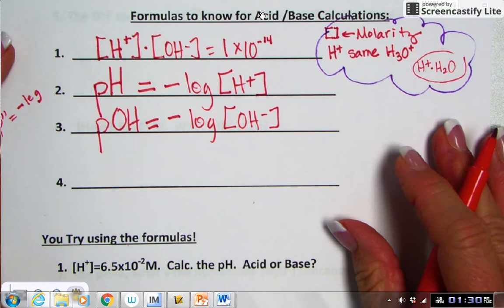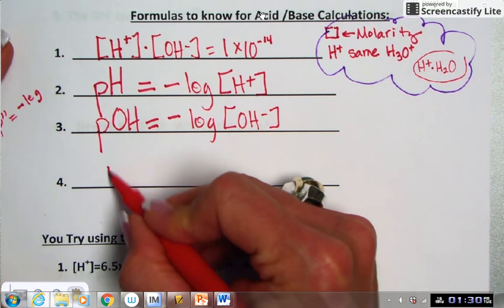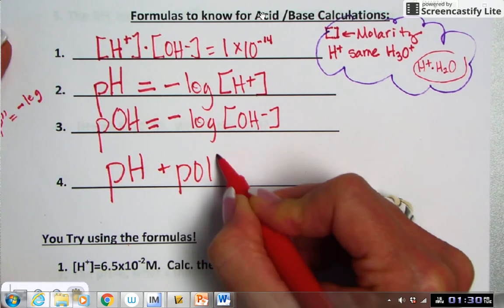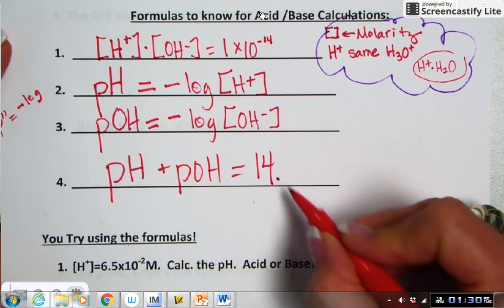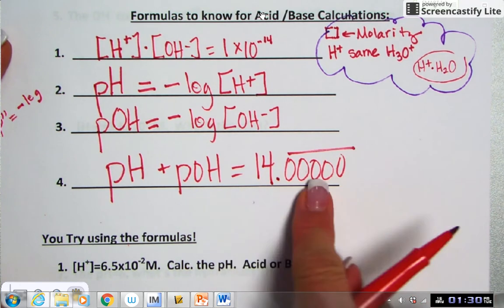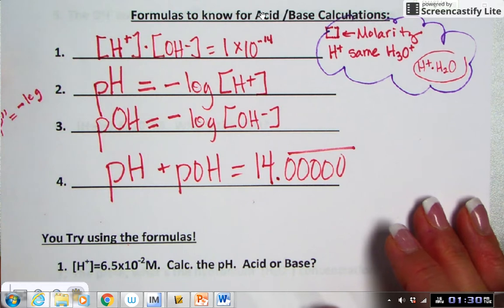The final formula that we need to memorize relates pH to the pOH. So this formula says that the pH, when added to the pOH, always equals 14. Now technically this is unlimited sig figs. You don't have to write all these zeros, but they have unlimited decimal places because it's part of the formula. So let's look at some calculations. These are straight from your notes.